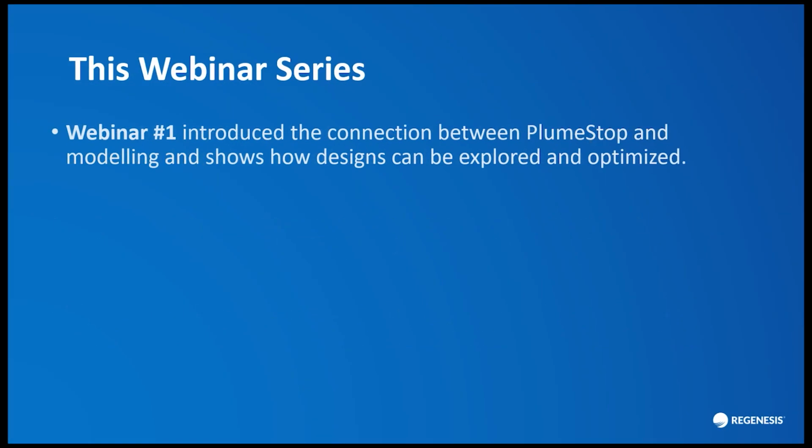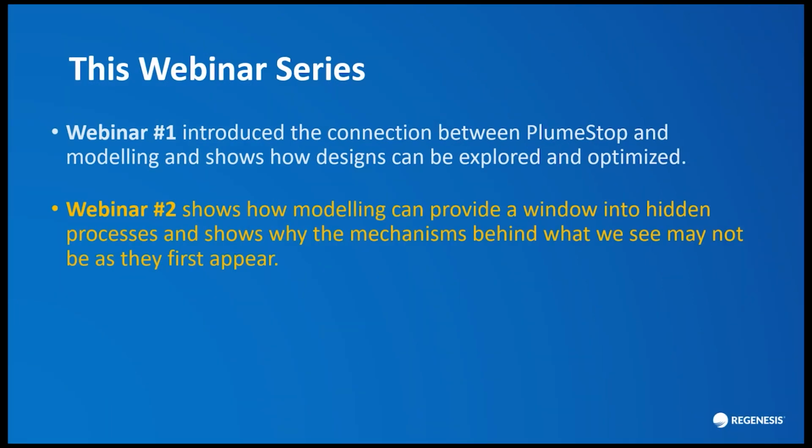So in this series, the previous webinar introduced PlumeStop and modeling and the connection between the two, and provided illustrations of how designs can be explored and optimized with the assistance of a model. In other words, the use of modeling to design better. This second module will go deeper and show how modeling can provide that window that I mentioned, and also illustrate why some of the mechanisms behind what we see may not be as they first appear. In other words, using modeling to understand better.